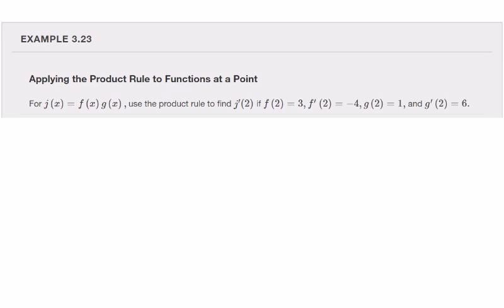All right, so let's apply our product rule and see how it works in an example here. So here, once again, we have j prime of x. It's f of x times g of x. And we want to find j prime at 2, right? So first of all, let's write out j prime. So if this is j of x, j prime of x based on our product rule is going to be f prime g, right? f prime of x times g of x plus g prime of x times f of x.